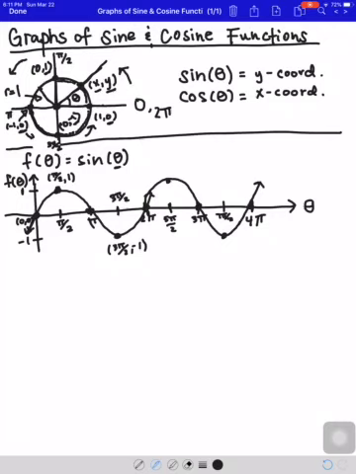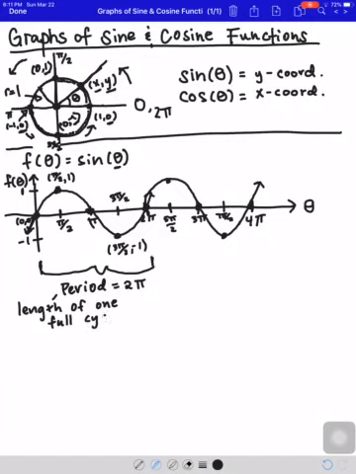And if we were to look at one full cycle, so one trip around the unit circle, we see that that occurs on this interval from 0 to 2 pi. And the length of this interval is, well, it's 2 pi. And so we would say that the period of our function here is 2 pi. So by definition, the period of a function is just the length of one full cycle.